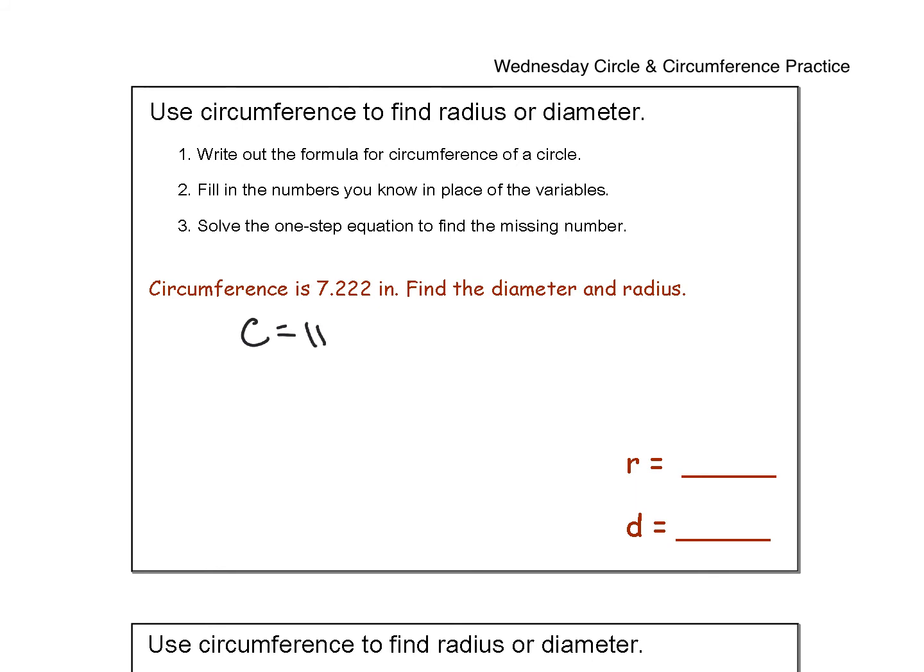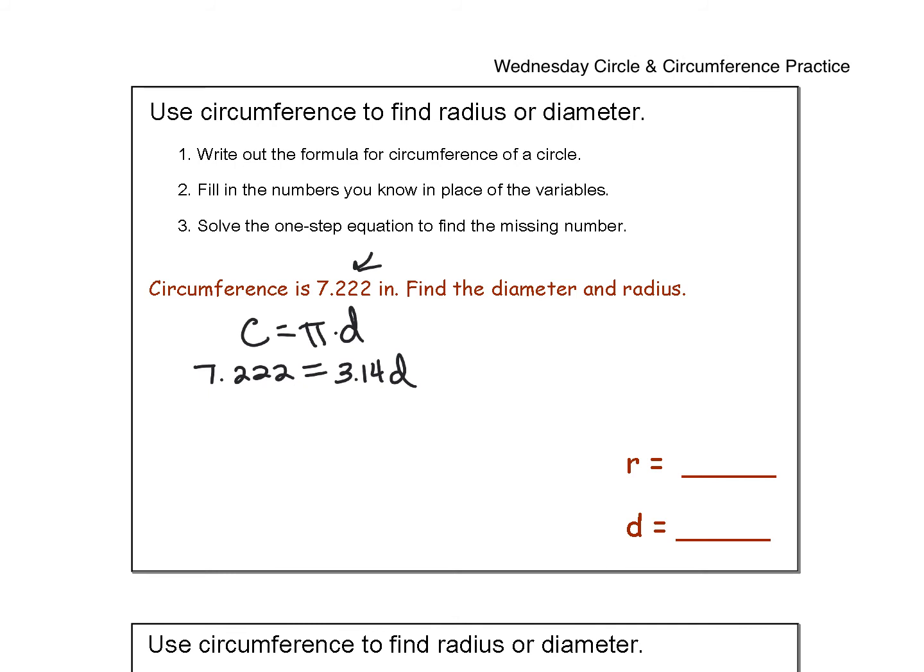Circumference equals pi times diameter. All right, so step 1 is done. Now, step 2, fill in the numbers you know in place of the variables. Well, we know that circumference is 7.222. So instead of C, I'm going to put 7.222 equals, and I know pi is 3.14, and diameter is what I do not know. So I'm just putting my D there.